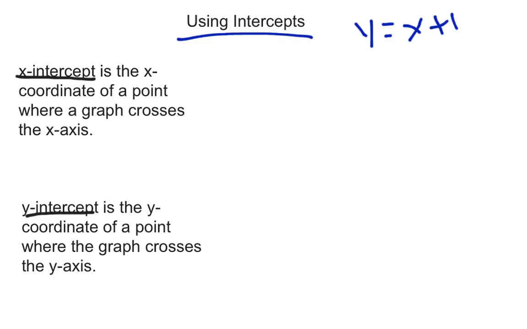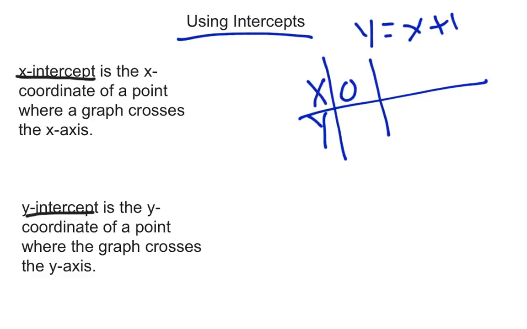What we've learned already to do is to make an xy table, or an input-output table, and we chose numbers for x like 0, 1, and 2. And then we would put each one of these in for x. So if I put 0 in for x, it becomes 0 plus 1 is 1. If I put the 1 in place of x, 1 plus 1 is 2. Put the 2 in place of x, 2 plus 1 is 3. And then we would graph these things.